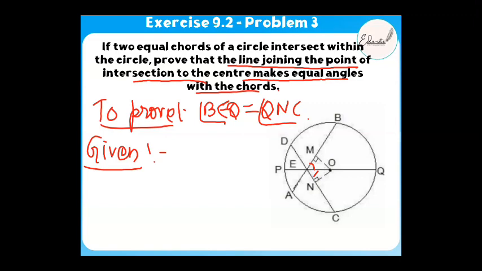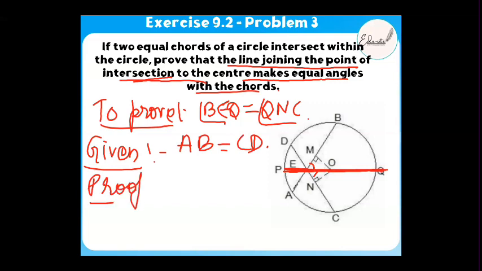Have we not drawn something called diameter here? Yes, right? Why have we drawn this? Because they have told that it is intersecting from the center of the circle. What we have to prove, this is given that chords are equal. AB and CD are equal. Let's start with the proof.